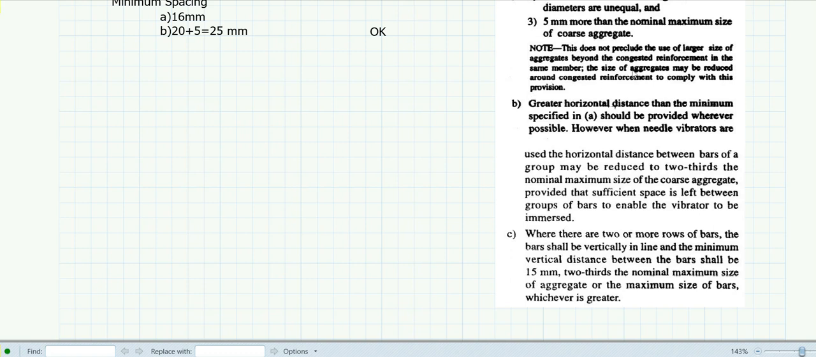In the same clause you can find some other points also. It says greater horizontal distance and the maximum specified should be provided wherever possible. However, when needle vibrators are used, the horizontal distance between bars may be reduced to 2/3 of the nominal maximum size of the coarse aggregate, provided that sufficient space is left between the groups of bars to enable the vibrator to emerge. So basically, the spacing between the bars ensures that the concrete gets evenly distributed.